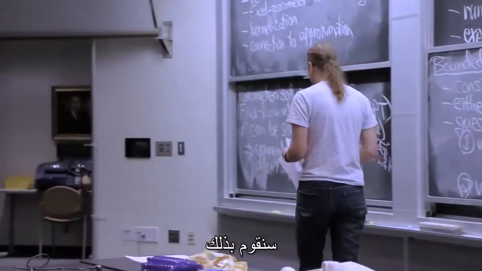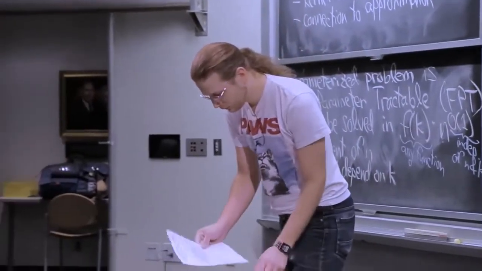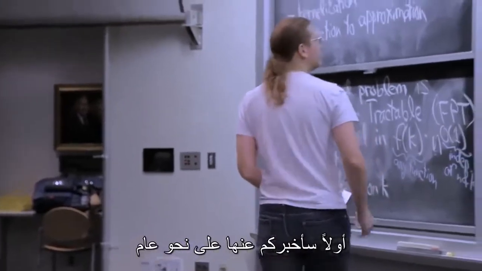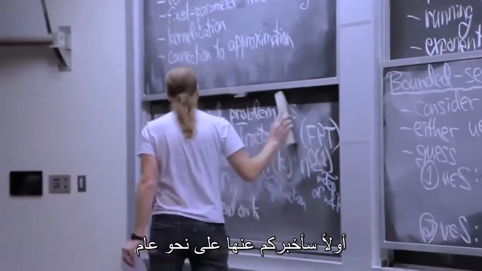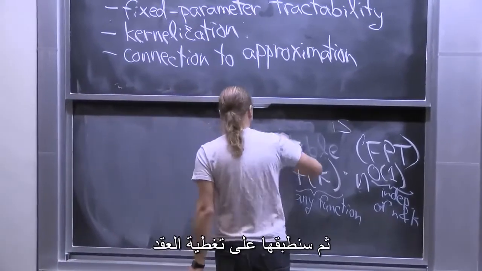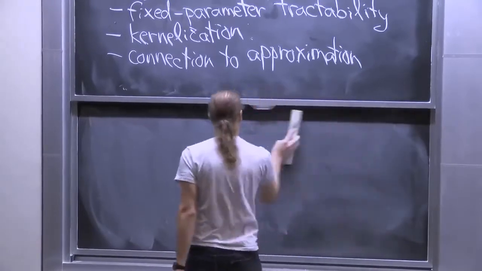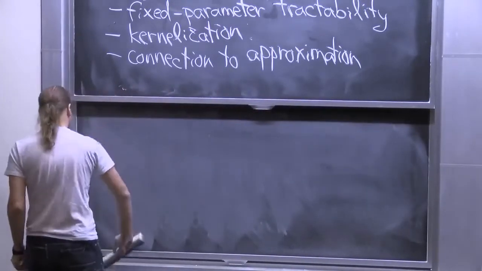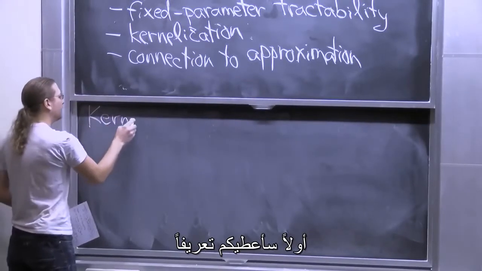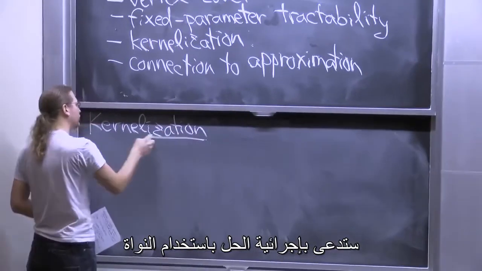Okay, so we're going to do that. First, I'm going to tell you about it generically. And then we'll do it for vertex cover. So first, let me give you a definition of what we'd like out of this preprocessing procedure. It's going to be called a kernelization procedure.